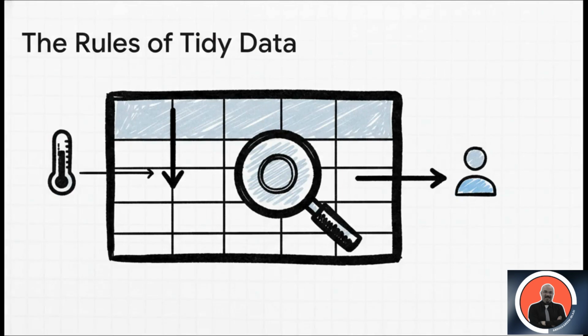And you know, the rules for this are incredibly simple, but they are so powerful. In a tidy data set, every single column is one variable, like temperature. Every single row is one observation, so for us, that's one patient at one specific moment. And every single cell holds just one value. This structure is the absolute foundation for making sure we don't misinterpret what the data is telling us.